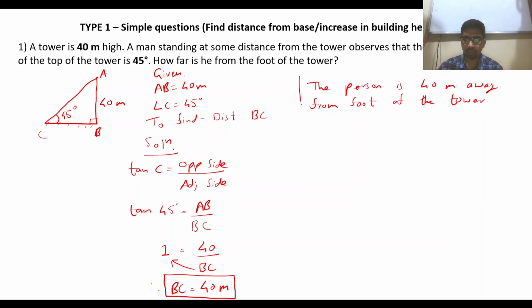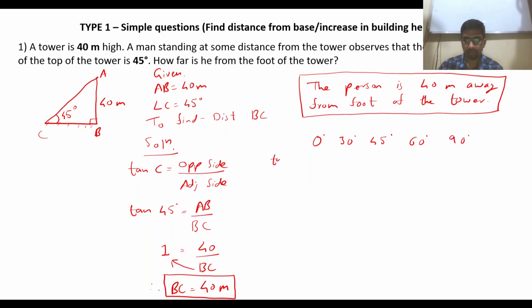So this is the answer. Always put the answer in a box. And there's one thing which I forgot. I forgot to tell you the tan table. There are 5 standard angles up to class 10th: 0 degree, 30 degree, 45, 60 and 90 degree.